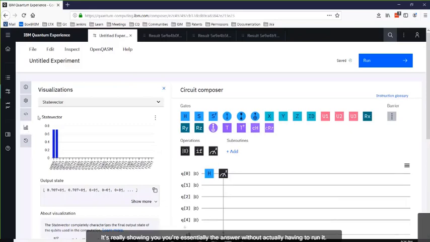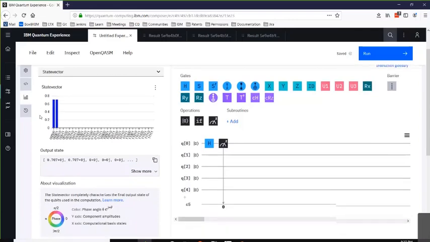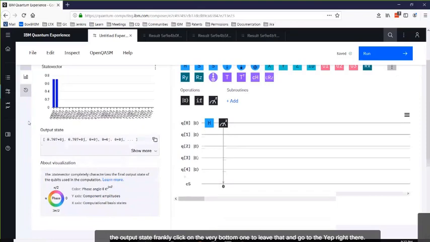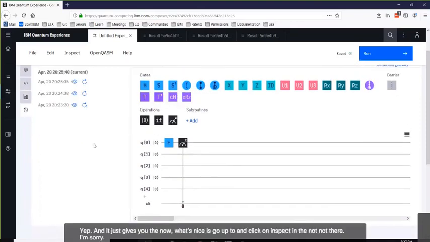It's really showing you essentially the answer without actually having to run it. What you'll see here is that half of them are at 0, and half of them are at 1, and you see what the output state finally is. Okay? Click on the very bottom one, so leave that and go to, yep, right there. And it just gives you the timestamp.